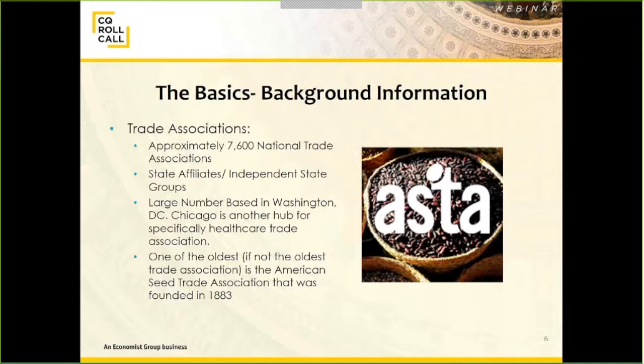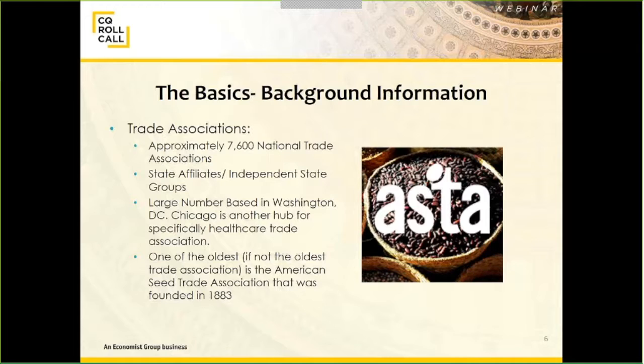A large number are based in Washington, D.C. Chicago is another large hub for healthcare trade associations specifically. So a lot of them will have a D.C. presence for the advocacy and lobbying wing, but in Chicago, and specifically in the suburbs, you'll have a lot of pharmaceutical companies around there. So obviously you'll have trade associations that are doing a lot of research and supporting the work of some of those companies as well.